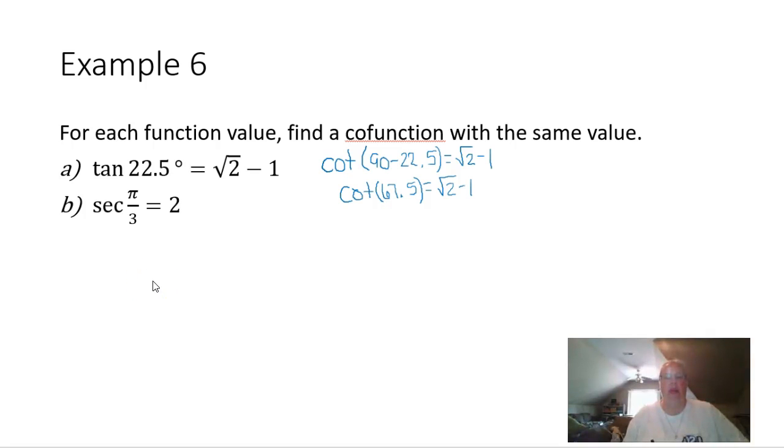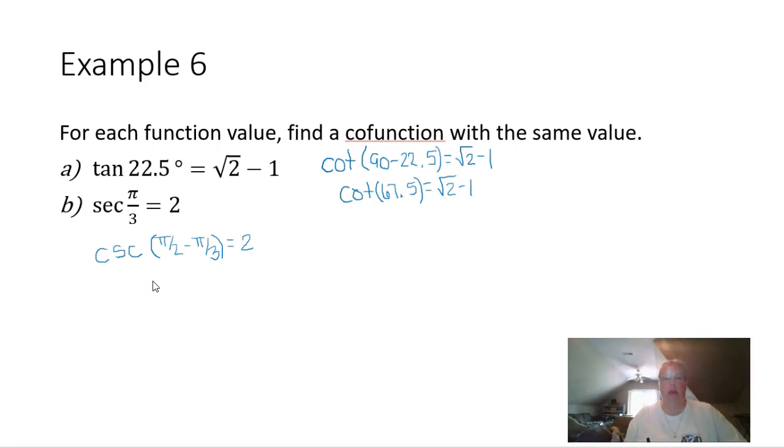All right, now for part B, we're looking at the secant of pi over 3 equal to 2. Again, we're going to keep this. We're looking for the cofunction for the secant. Well, the cofunction for the secant is going to be the cosecant. And remember, the angles of the cofunctions are going to add up to 90 degrees, only in this case, they're going to add up to pi over 2, because pi over 2 radians is 90 degrees. So the cosecant would be pi over 2 minus pi over 3. This will give me the complementary angle that goes with pi over 3.